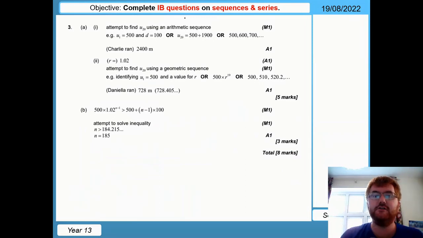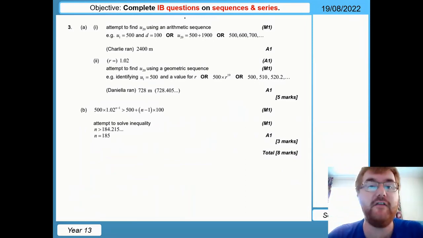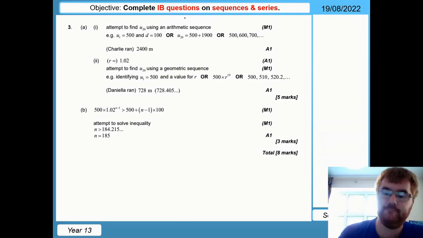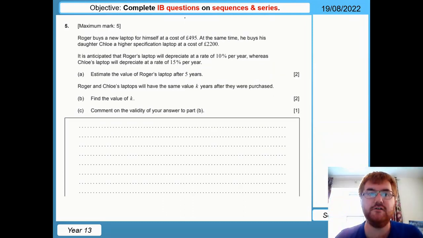Okay, so you can check the working I've done. You can see where you pick up all those accuracy marks and method marks as well. Okay, on to the next question.